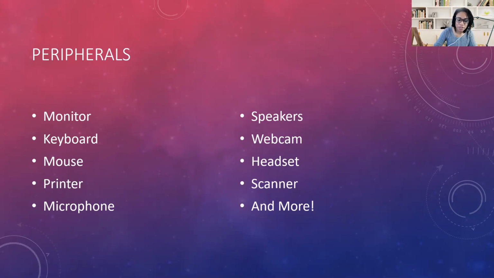So the key here is really that they do something. They allow your computer to do something that it couldn't do by itself. So when your computer is just its tower, you add a monitor. Now there's a visual aspect to your computer. You add speakers, now you can hear things from your computer. You add a microphone, and now you can say things to your computer. So it's adding another functionality.